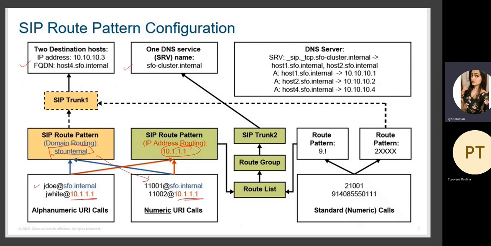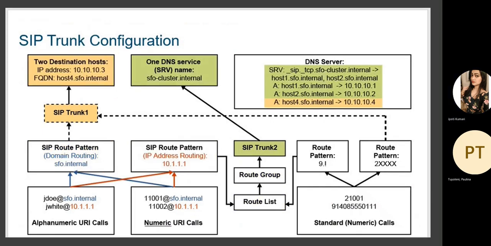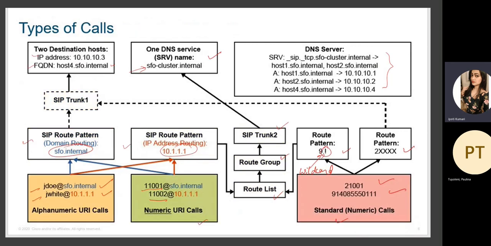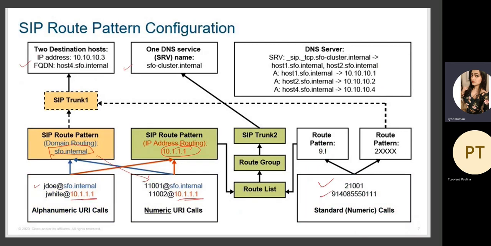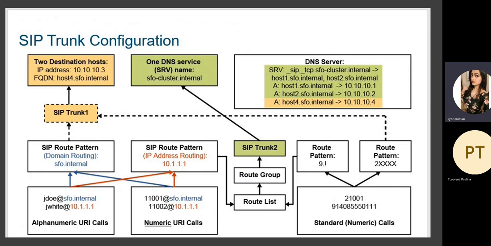For SIP route pattern IP address routing, we need the IP address as the domain. So the host part will be the IP address in that case, whereas the standard numeric calls work the same way. So in the previous example, we saw that in the user portion, we can use either the names or the numbers. So it can be either alphanumeric or numeric. And also in the host portion, we can use either the names or the numbers.